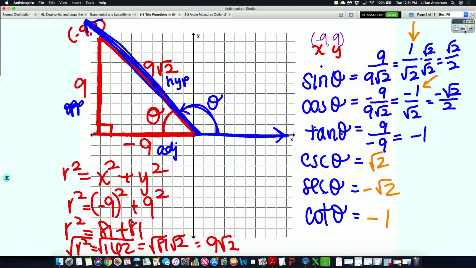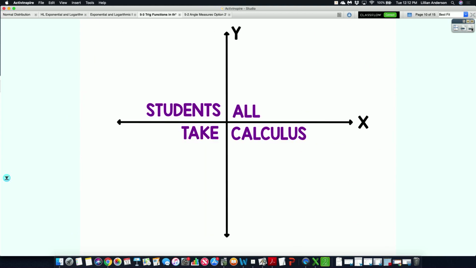That sign does matter, because in your second quadrant your x's are negative but your y's are positive. Okay? So it does matter. One thing that you need to remember is that all students take calculus. This right here is going to help you remember which trig functions should be negative or which trig functions should be positive when you plot these ordered pairs.